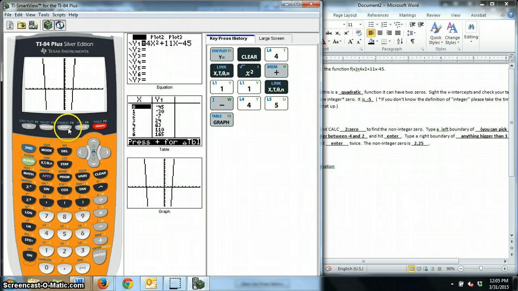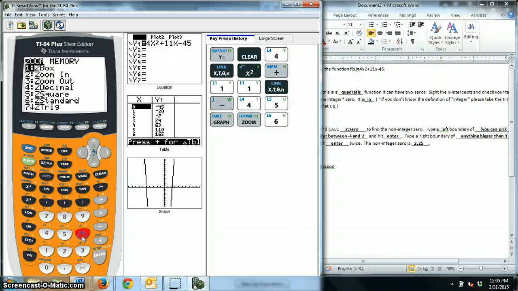And I don't think I'm in the standard viewing window, so if you want to get back to the standard viewing window, here's what you see. Zoom 6 gets you back there.